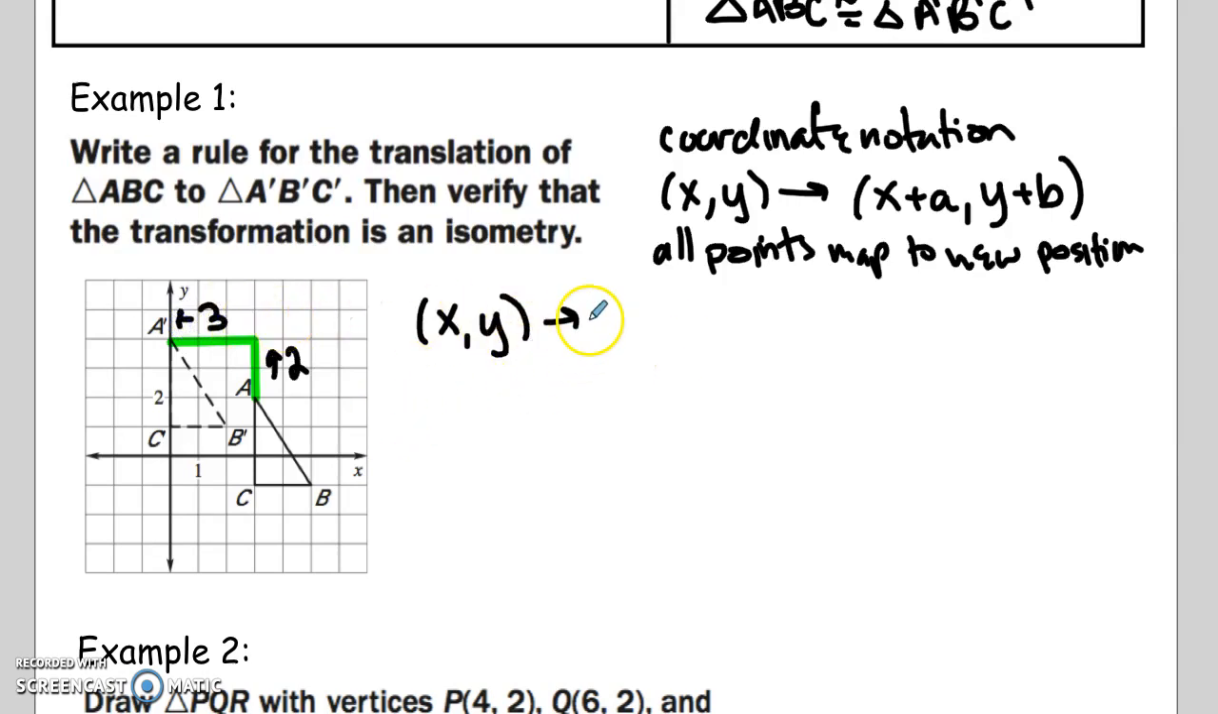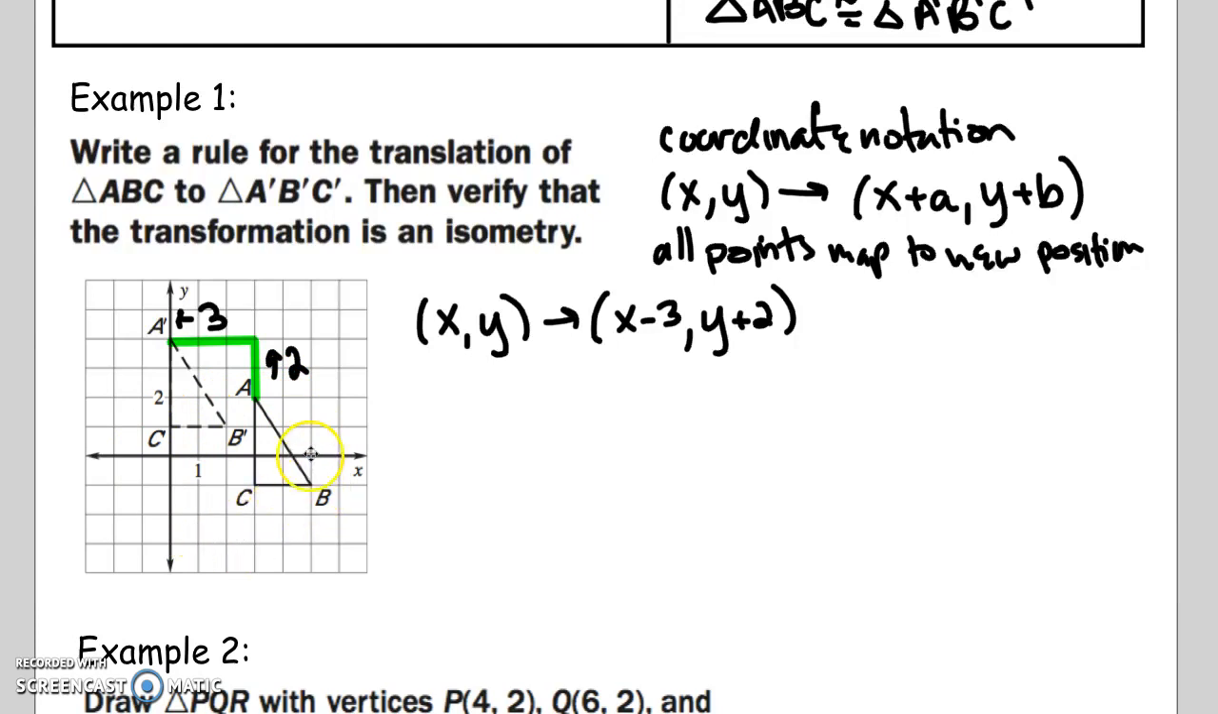So what does that mean? It says that the rule for this, you take all your x's and you're going to go back 3 units. So we're going to go x minus 3, comma, for all y's, we went up 2 units. So we're going to add 2 to y. So that's the rule of this transformation. And you can check by checking all other points.